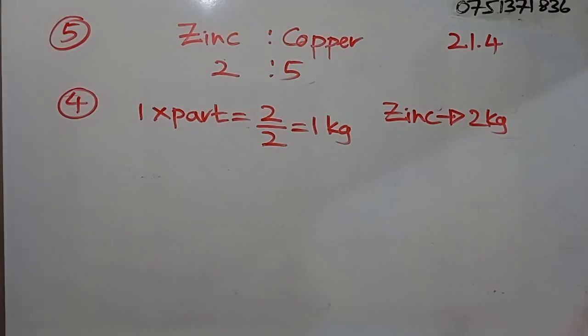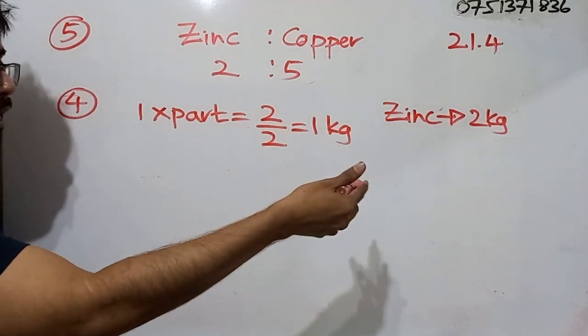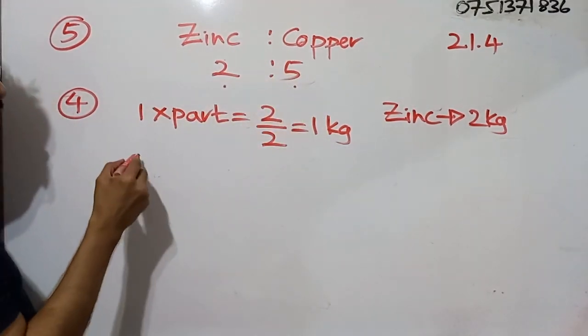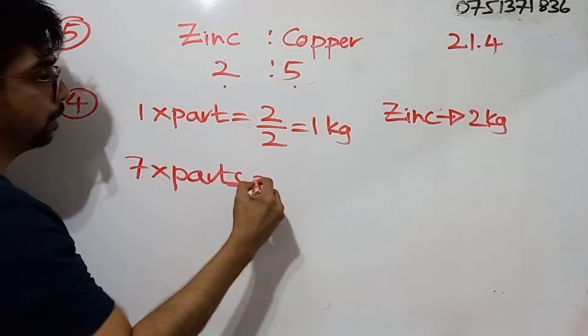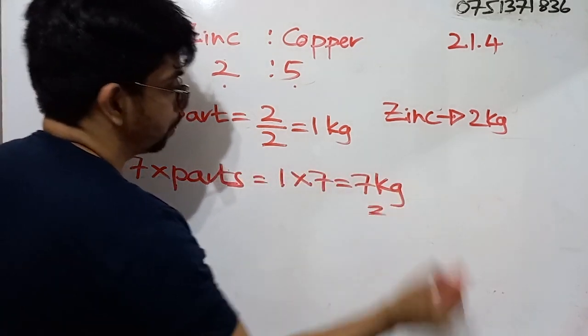Now we need to find the total mass, no? They are asking for the mass of the sample. How many total parts are there? 2 plus 5, 7. So 7 parts. That means what? 1 into 7, which is 7 kilograms.